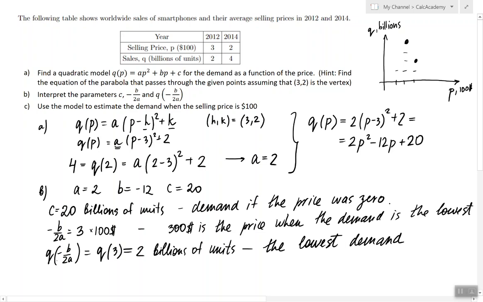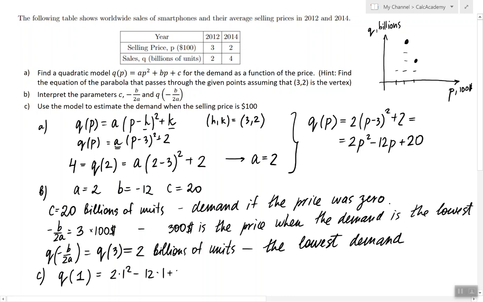Once we have a model and we understand how to interpret all the parameters, now we can start using it, and in particular we can estimate the demand when the selling price is 100. So what goes into the function? Since this function is created with the units hundreds of dollars, if you want to find the demand when the price is 100, that means we have to evaluate this function at 1. So plug in 1 into this function.